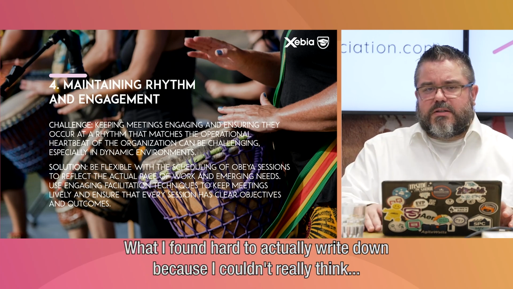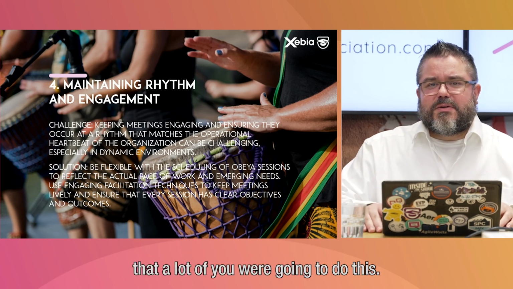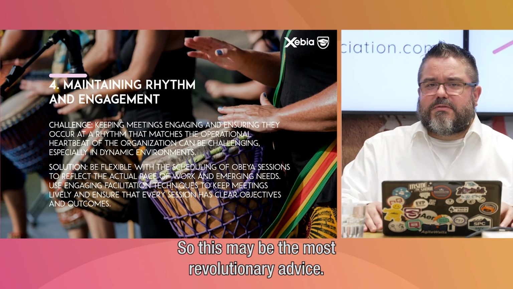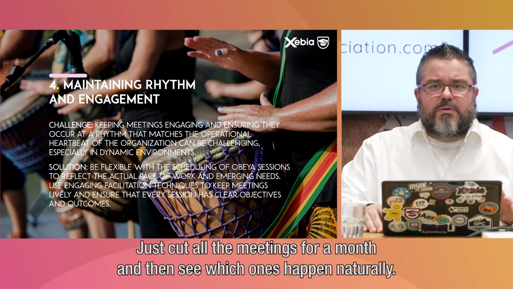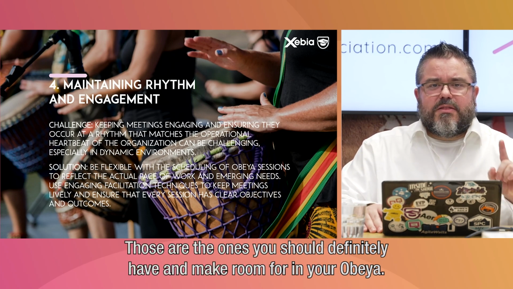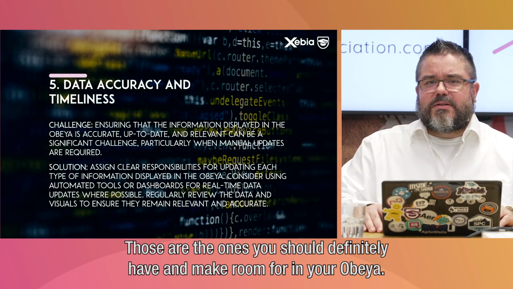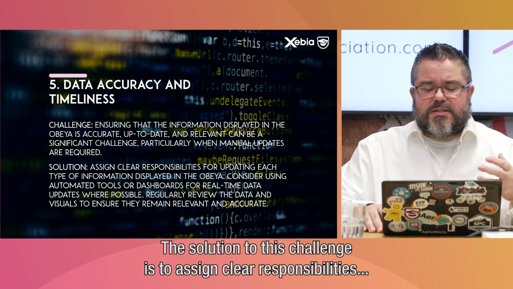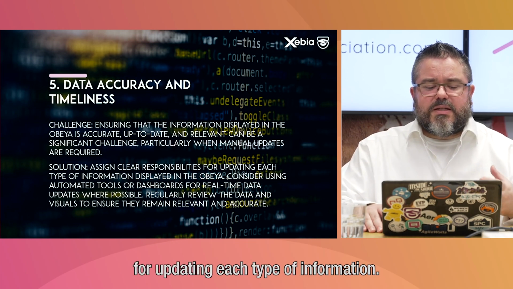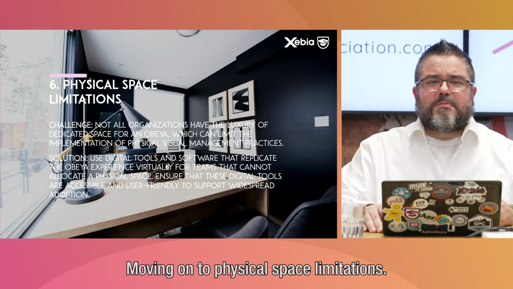What I found hard to actually write down, because I couldn't really think that a lot of you were going to do this, so this may be the most revolutionary advice. Start with a meeting moratorium. Just cut all the meetings for a month and then see which ones happen naturally. Those are the ones you should definitely have and make room for in your Obeya. This is the data one. The solution to this challenge is to assign clear responsibilities for updating each type of information. Keeping it simple, moving on to physical space limitations.